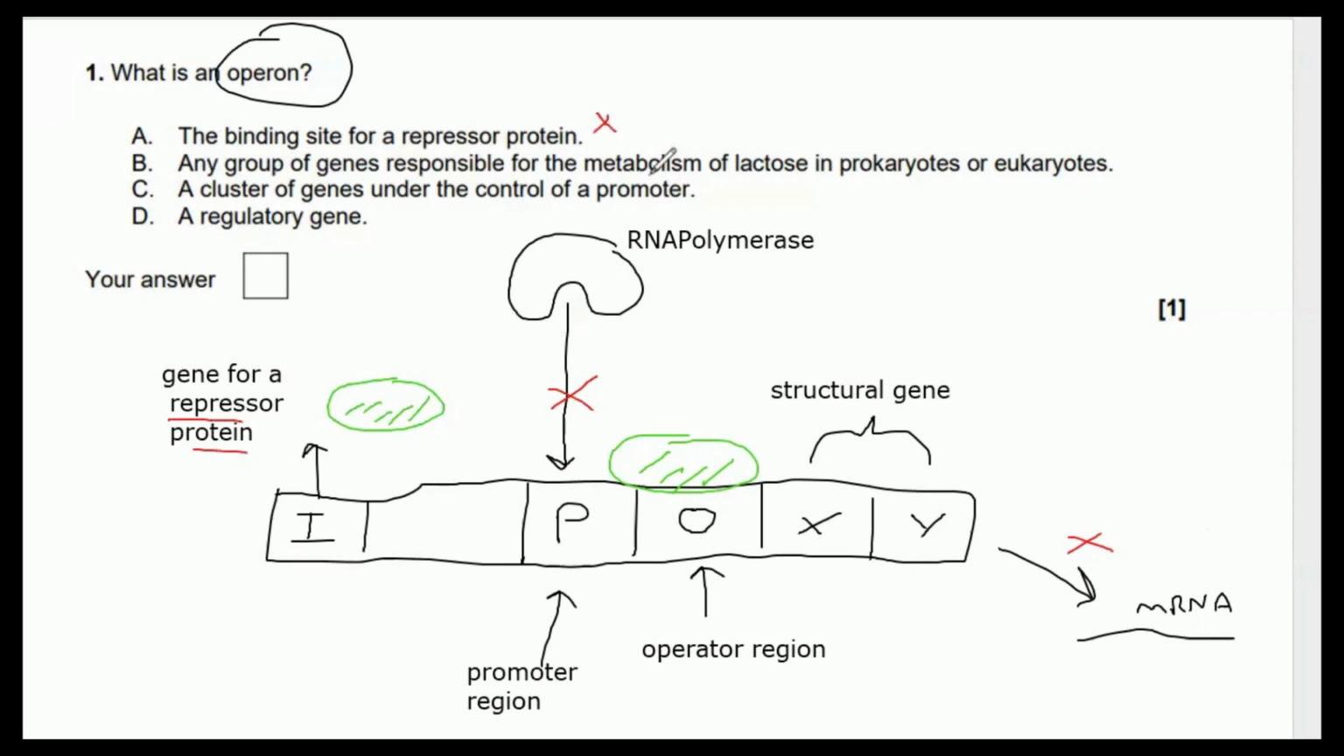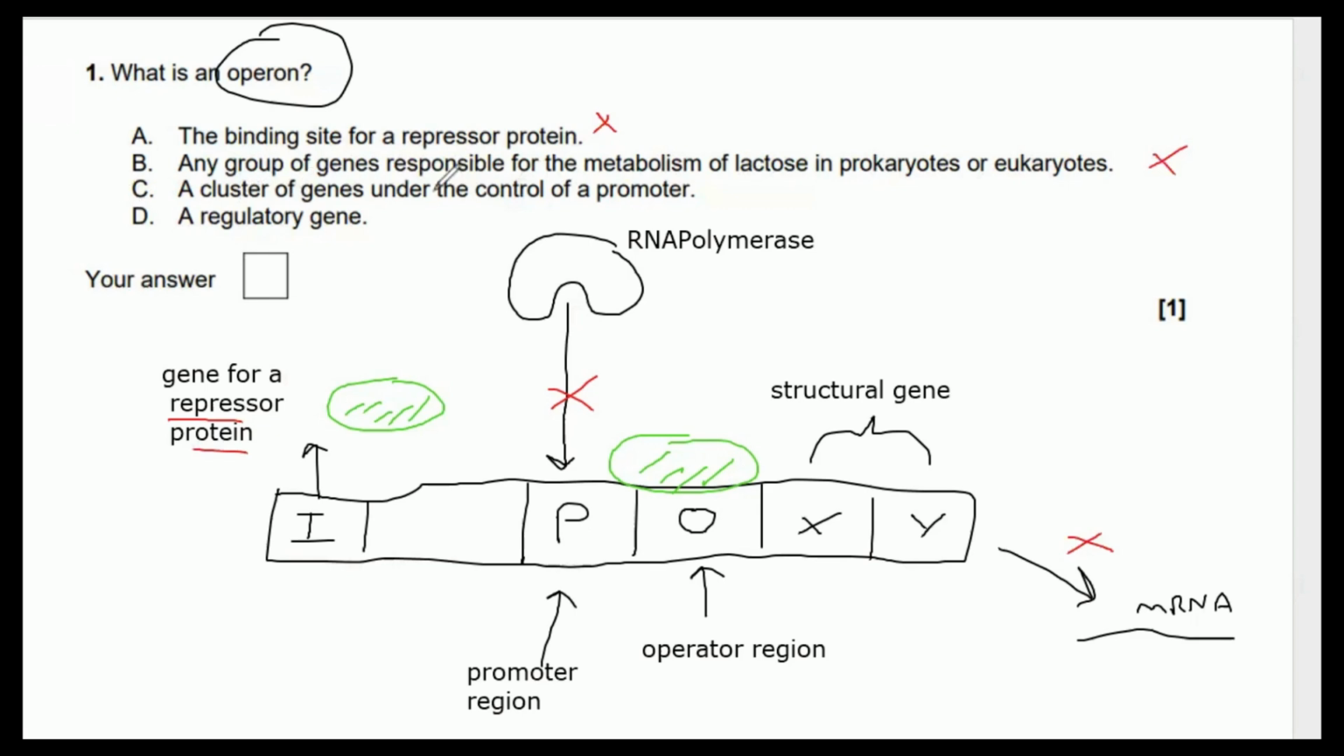Any group of genes responsible for the metabolism of lactose in prokaryotes or eukaryotes. Now, the example in OCR we give you is about the lac operon, the set of genes that regulate the transcription and then translation of lactose. Okay. However, that's just an example. Many other proteins are controlled by operons. So this is obviously not correct as well because it's too specific.